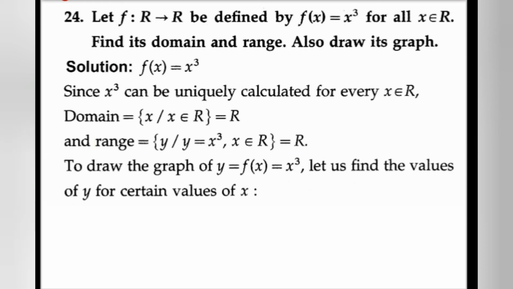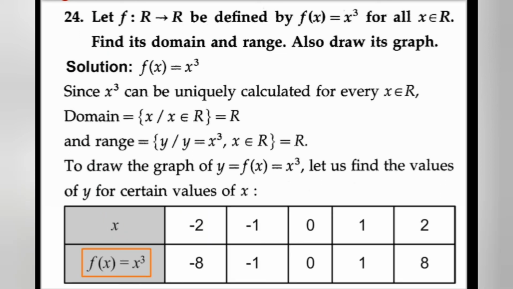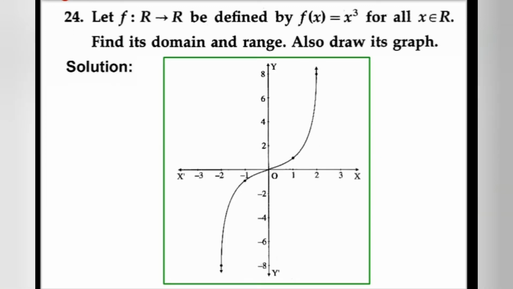To draw the graph of y is equal to f of x is equal to x cubed, let us find the values of y for certain values of x. If x is minus 2, then f of x, which is x cubed, would be minus 8. If x is minus 1, then f of x would be minus 1. If x is 0, then f of x would be 0 too. If x is 1, then f of x is 1. If x is 2, then f of x, which is x cubed, is 8. Here is the graph.